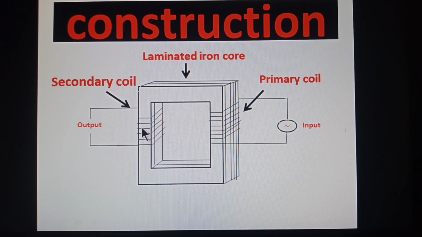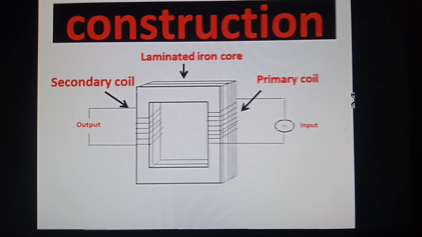There are two coils wound on this frame. One is called the primary coil, across which we apply the voltage that is to be stepped up or stepped down. Another is called the secondary coil, across which the output is taken. So, a transformer consists of three parts: a laminated iron core, a primary coil, and a secondary coil.